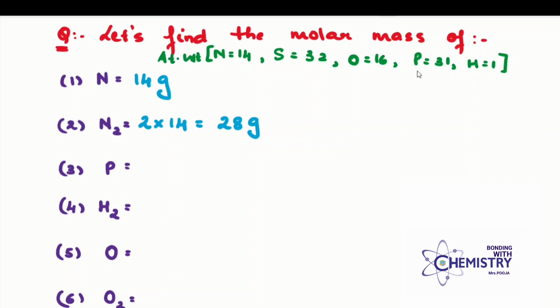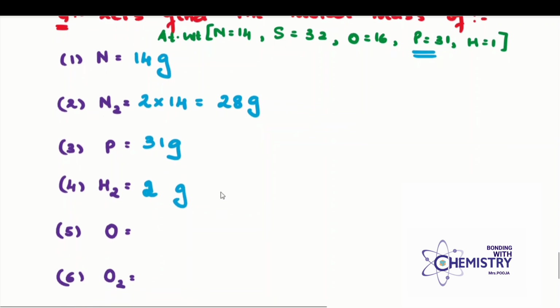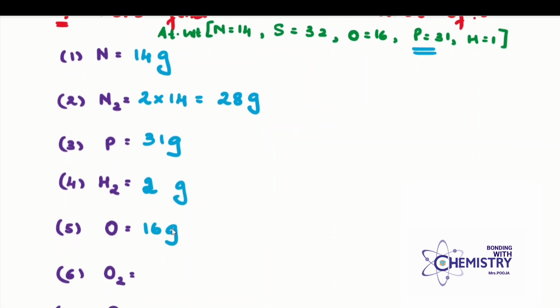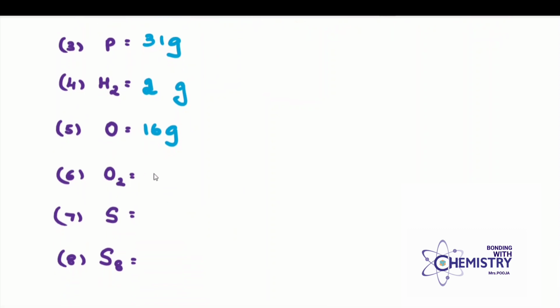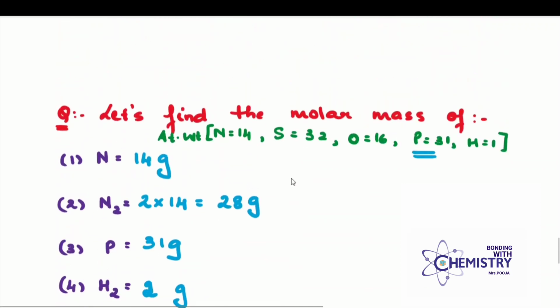Phosphorus, again it is 31. So 31 gram. For hydrogen molecule, it will be 2 gram. Same way for oxygen, it will be 16 gram. Then for oxygen molecule, it will be 32. Then same way for sulfur, the atomic weight is 32 gram. And for S8, it will be 8 into 32 grams. Clear? So this is how you are going to solve the concept for molar mass.